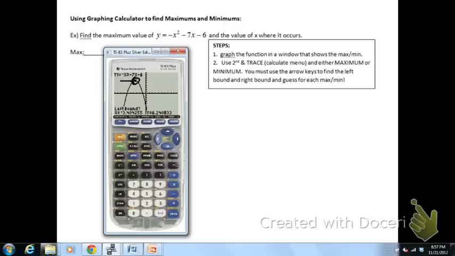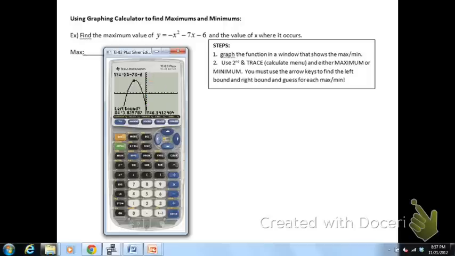I care about this point. So left bound is somewhere over here. The right bound is going to be somewhere over here. So this is going to be my right bound click, and then my left bound click is going to be somewhere on this side of the parabola or the vertex. So let's go ahead and do it.